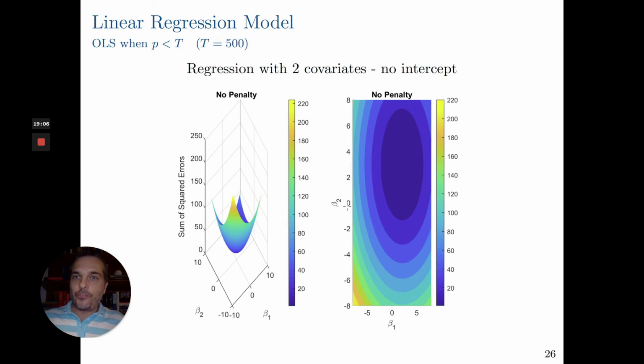So, with more observations, the estimator is going to be precise and you have unique solutions. When you have fewer observations than covariates, you have infinite solutions. Okay?